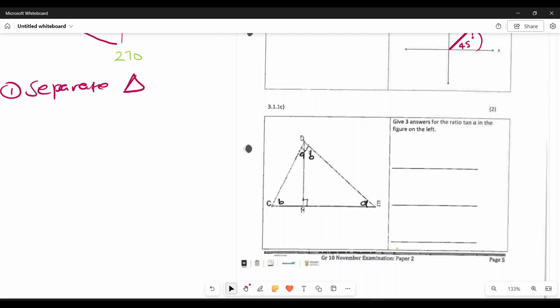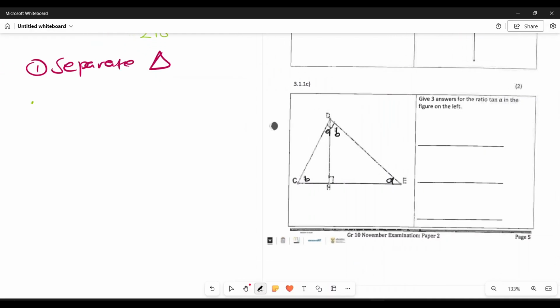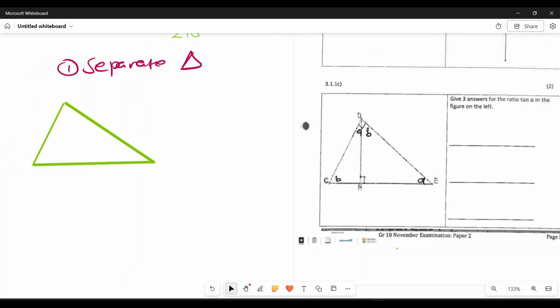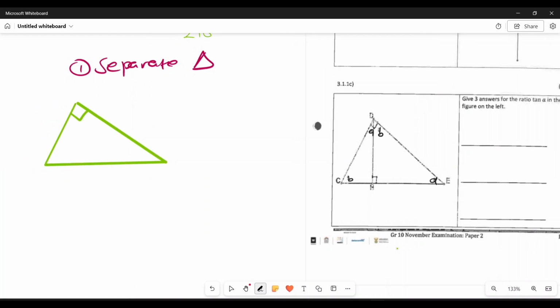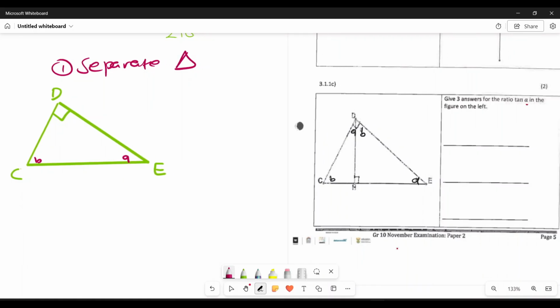Starting off with the big one, I'm going to try and draw it here. Remember here it's 90, and this is my point D, this is my point C, this is my point E. In terms of alphabets inside our big triangle, angle C is B, angle E is A. Remember we're looking for tan of A, so A is our reference angle. So this is the first triangle, the big one. Now, let me draw the other triangles that I have.